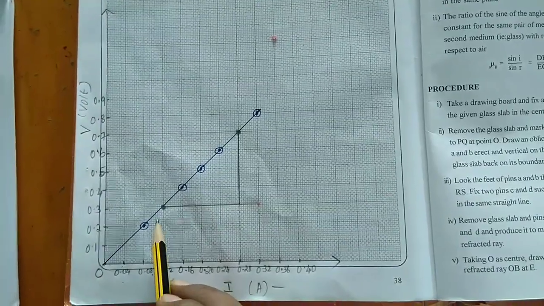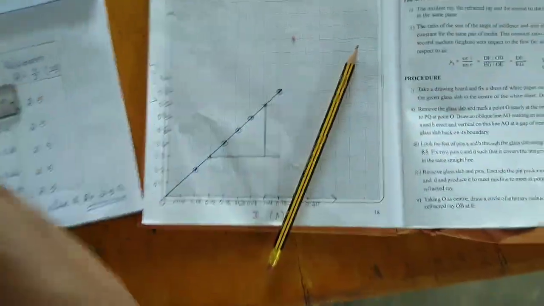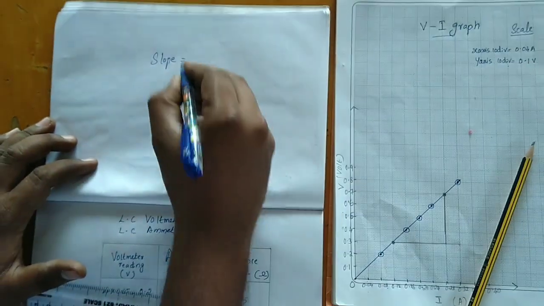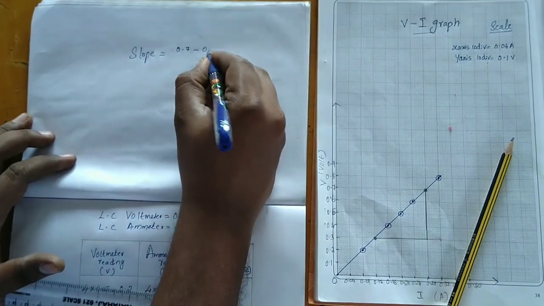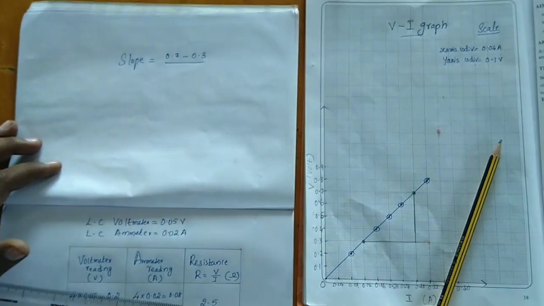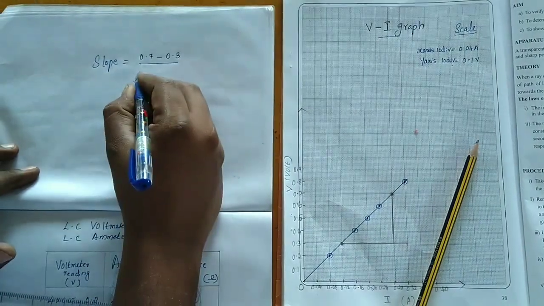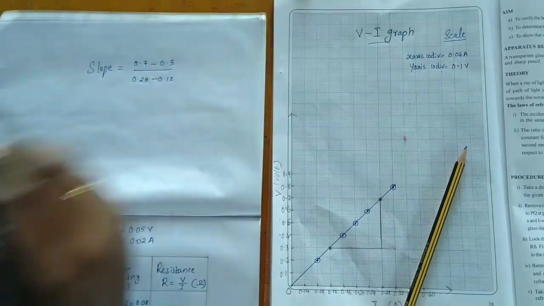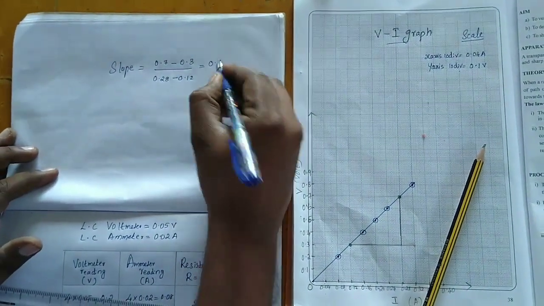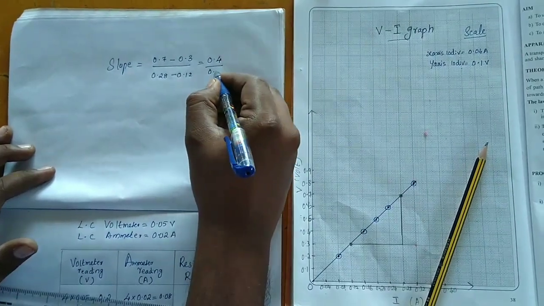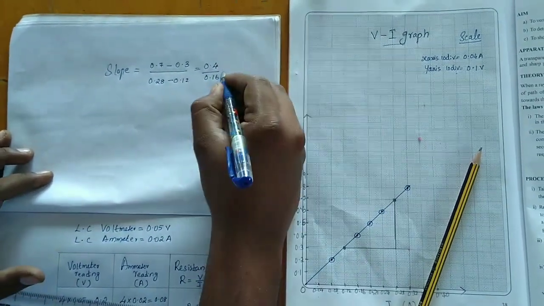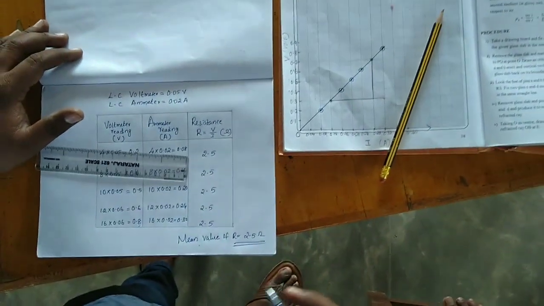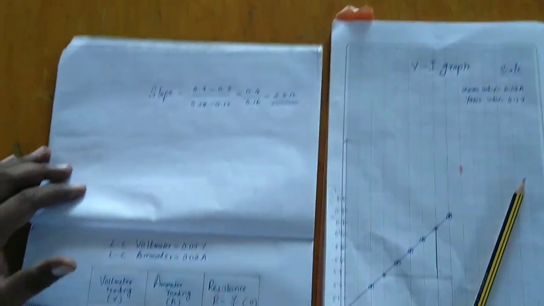So I can write here the slope. Slope is equal to y2 minus y1, that means 0.7 minus 0.3, divided by x2 minus x1. x2 minus x1 is equal to 0.28 minus 0.12. So this is 0.4 and this is 0.16. So you will get 2.5 ohm, because as you know, the slope of the VI graph is resistance. So we verified. Okay. Thank you very much.